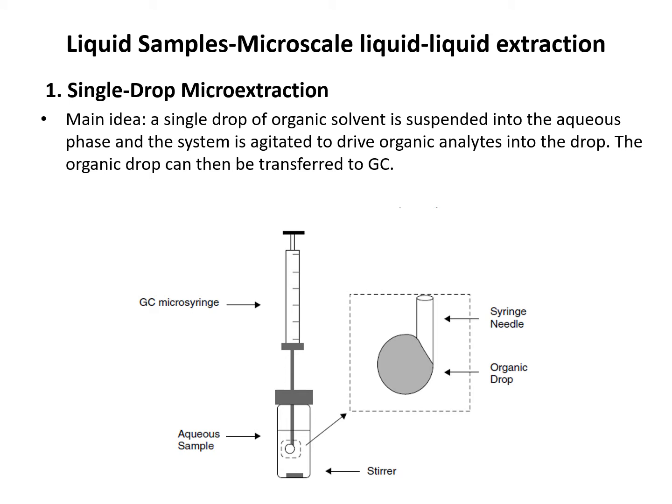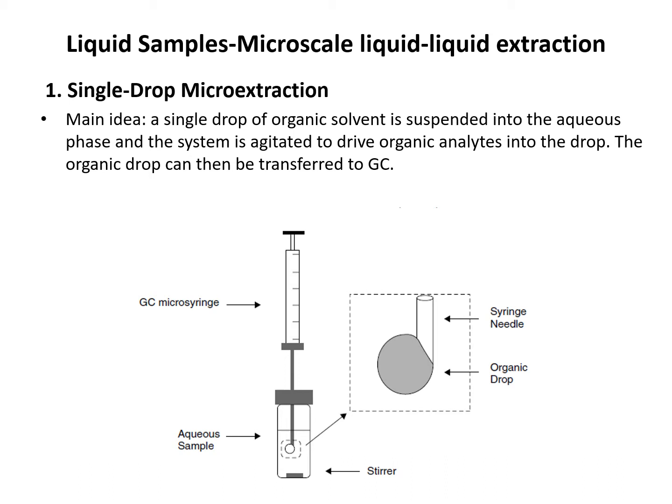So students, let's move on to micro scale liquid extraction. The main idea of micro scale liquid extraction is to avoid the consumption of organic solvent in large amounts. For liquid samples, we can use single drop micro extraction, as shown in the figure here, using a micro syringe into the aqueous sample with the help of a stirrer. It's a very simple technique. The main idea is that a single drop of organic solvent is suspended into the aqueous phase, and the system is agitated to drive the organic analytes into the drop.